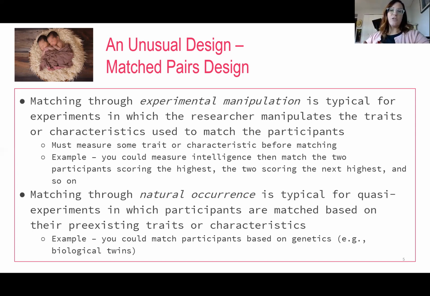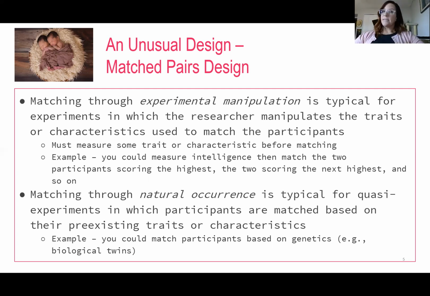But there's also matching through natural occurrence, which is actually probably what you've heard of the most in psychological research, which is based on genetics. So biological twins, they're matched genetically. So yes, they're two different people, but they're matched genetically. So that would be a matched pairs design.